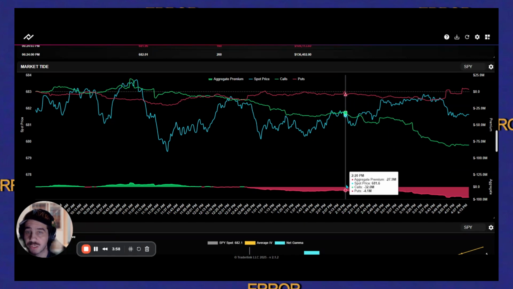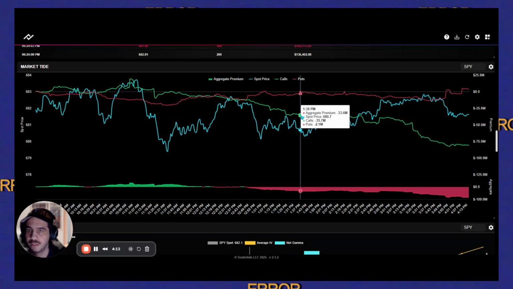It's all bearish though. No one is betting upside, and dealers are short gamma. Upside is going to become harder when you have a situation like that. Now, for our put premium, we saw this red line.